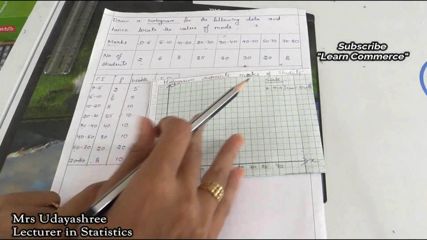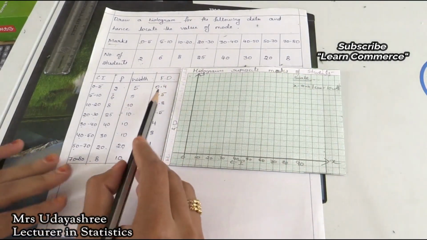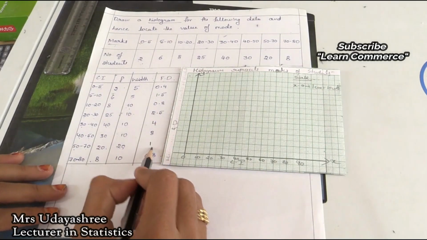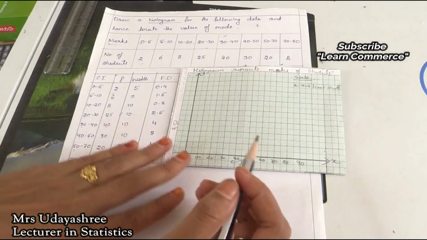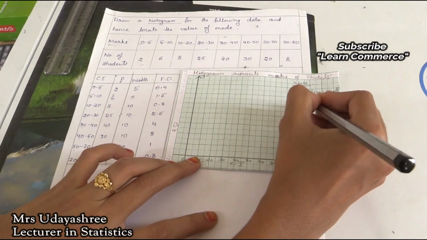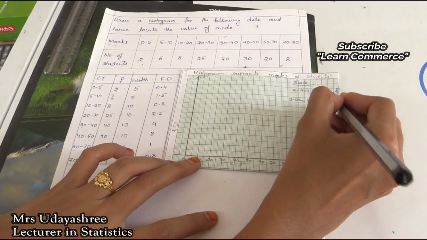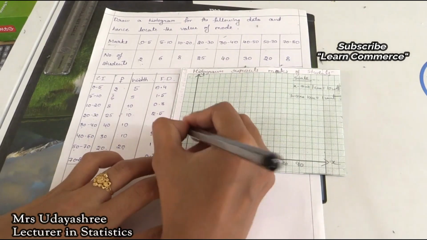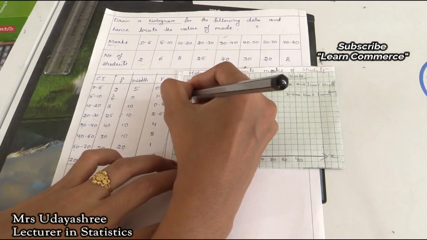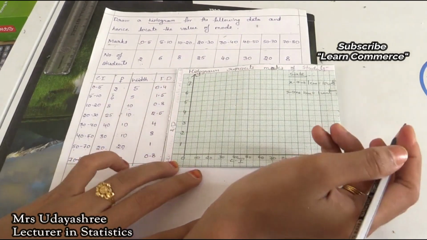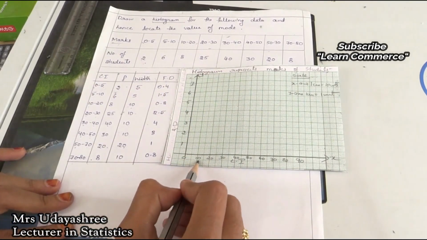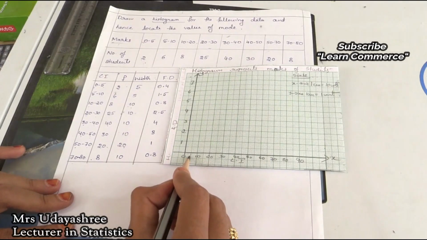Next, see the frequency density observations, that is 0.4, 1.5, 0.8, 2.5, 4, 3, 1, 0.8. Therefore, the suitable scale for the y-axis is 1 centimeter equals 1 unit. So here I will take 1, 2, 3, 4, 5, 6, 7. And see the first class, that is 0 to 5. See, 0 is here, 10 is here, and 5 comes here. The middle line indicates 5.